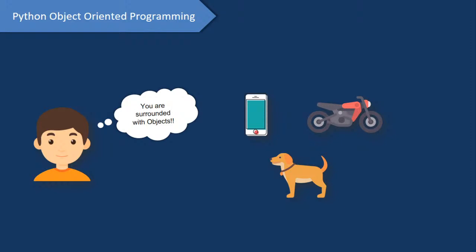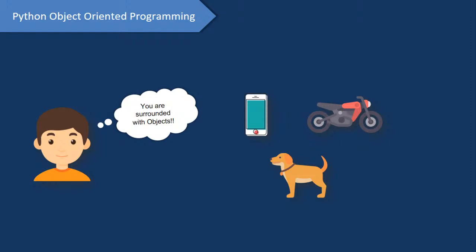Now that the formality is done, it's finally time to learn the concepts of object-oriented programming in Python. As you see over here, when you look around you, what do you actually see? The laptop in front of you, or a phone in your hand, or maybe a bike parked outside your house, or a dog. What exactly are these? All of these are real life objects.